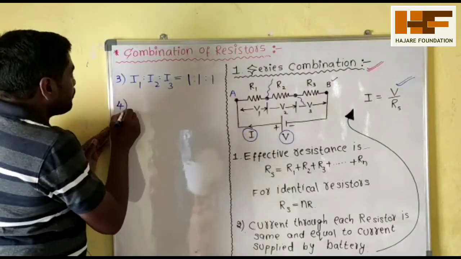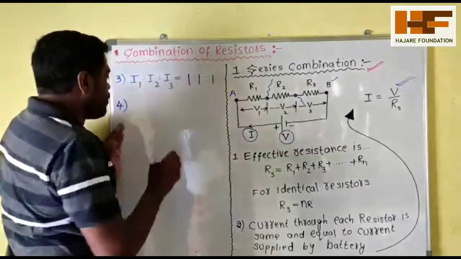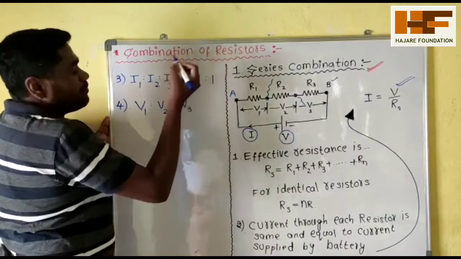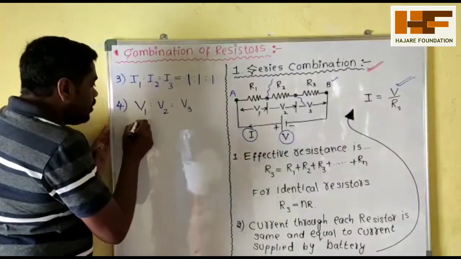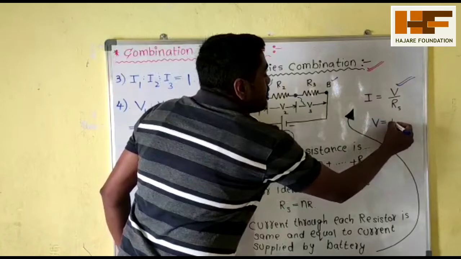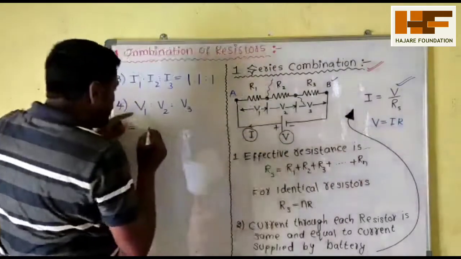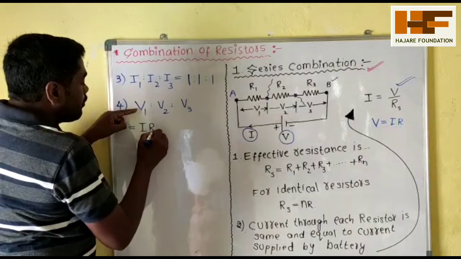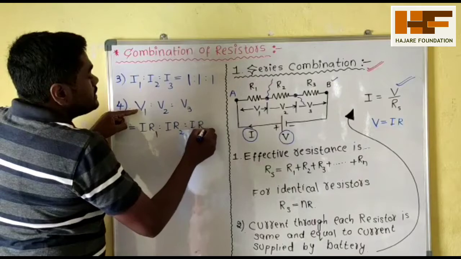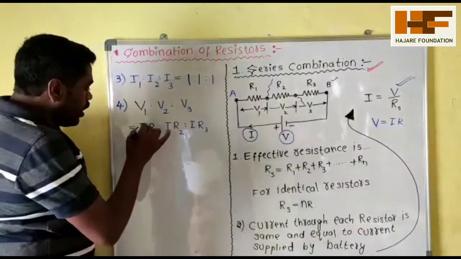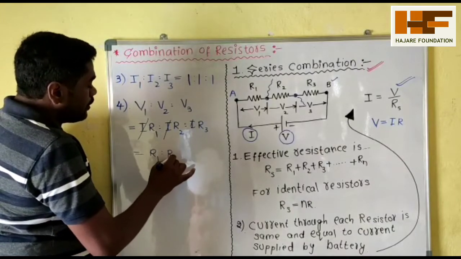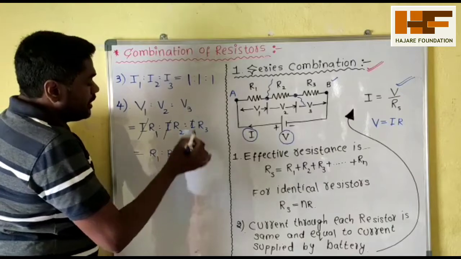Next, the fourth point is the voltage ratio. What is the voltage ratio, V1 is to V2 is to V3? According to Ohm's law, voltage V is equal to I into R. Correct. Therefore we can substitute I into R1 is to I into R2 is to I into R3. Here I is common, so it cancels. Therefore R1 is to R2 is to R3.